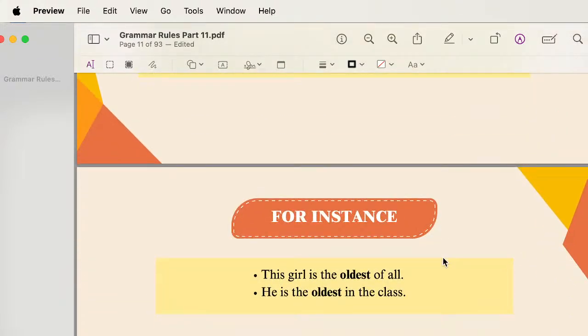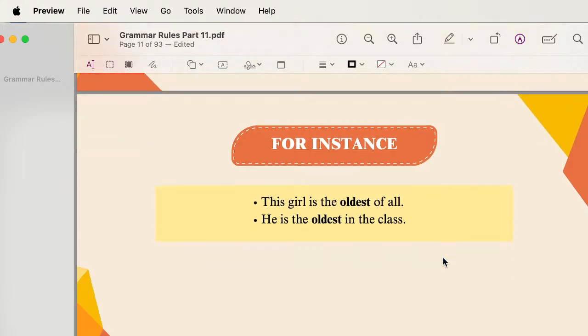The girl is the oldest of all. That means out of all the girls, she is more advanced in age. He is oldest in the class. That means out of all the people in the class, she or he is the oldest one.